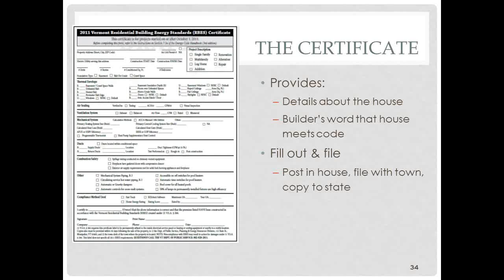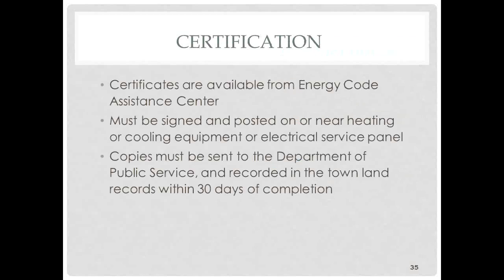You post 1 copy in the house. You file 1 in the town land records, and you send 1 copy to the Public Service Department. You can get these certificates from the Energy Code Assistance Center. If you ask for a handbook, you'll get your first certificate along with that. It has to be signed, has to be posted.